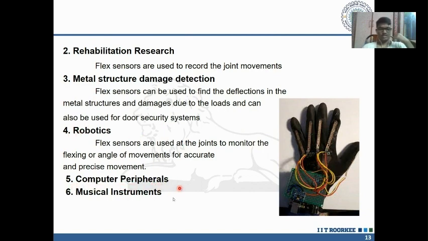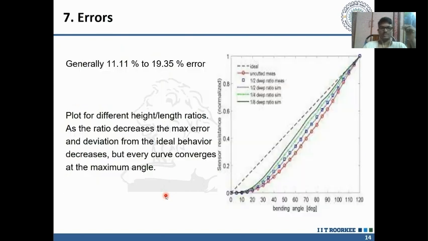For computer peripherals, we can also use that. And in musical instruments, if we pluck some string, there will be bending in the strings of the instrument, and that bending can be analyzed by the signal conditioning unit to produce certain frequencies of sound. In electrical instruments, bending can be used for the sounds as well.